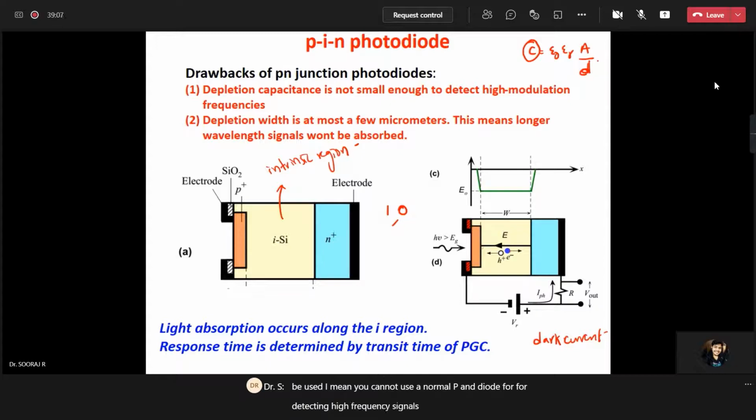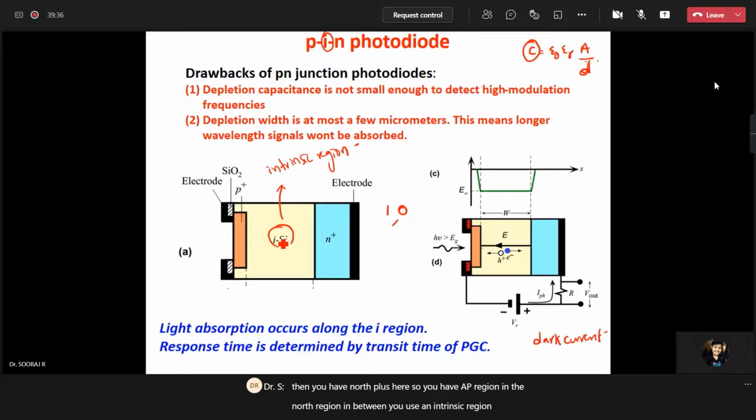To ensure that high frequency signals can be detected, you need to reduce the depletion capacitance, which can be done by increasing the depletion width. And how do you increase the depletion width of a PN diode? You add an additional layer called the I layer, or the intrinsic layer. So you have P plus, and then you have N plus here. So you have a P region and an N region. In between, you use an intrinsic region.